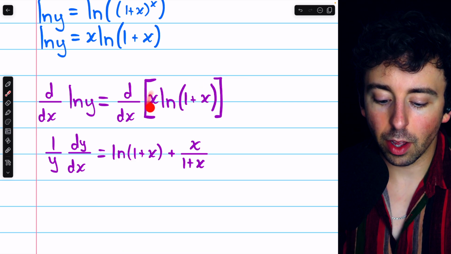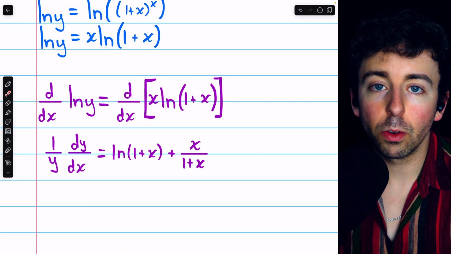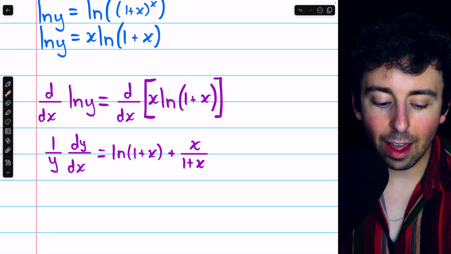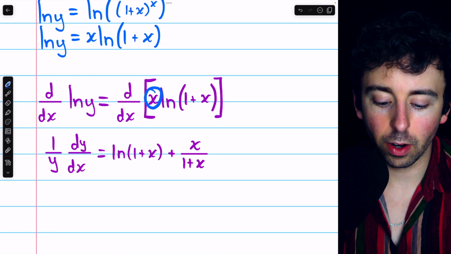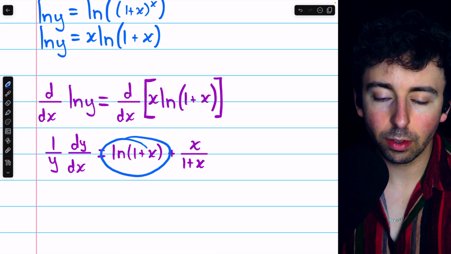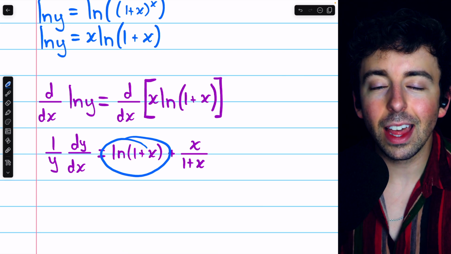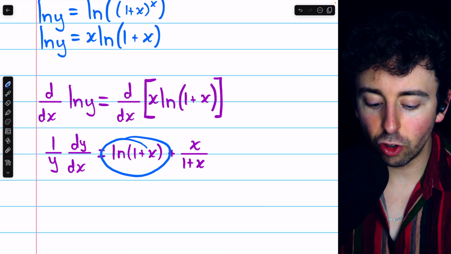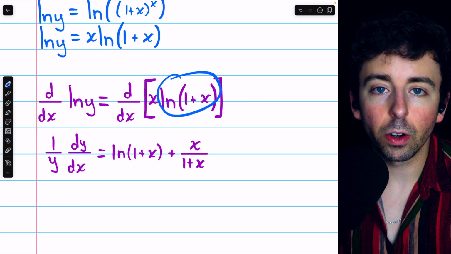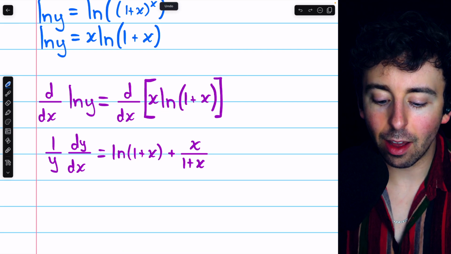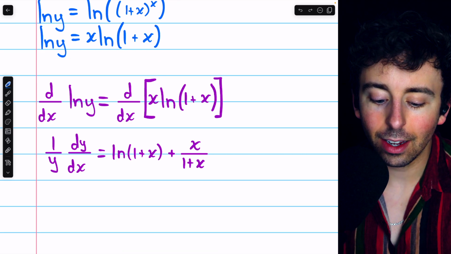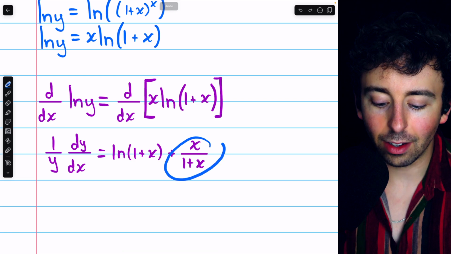On the right, the derivative of x ln(1 + x) is found with the product rule, f' g + g' f. f', the derivative of the first function, is just 1. So f' g is just 1 times the natural log of (1 + x). Then we have g' f. g', the derivative of the second function, is just 1 over (1 + x). f is the first function, so g' f is 1 over (1 + x) times x, so x over (1 + x).